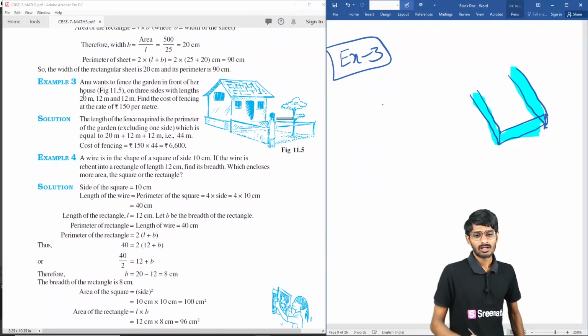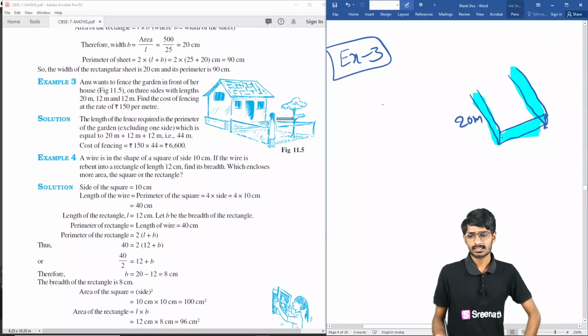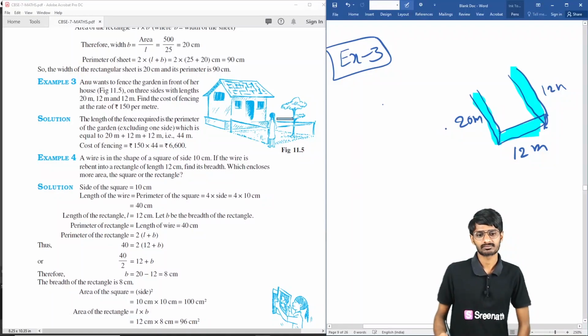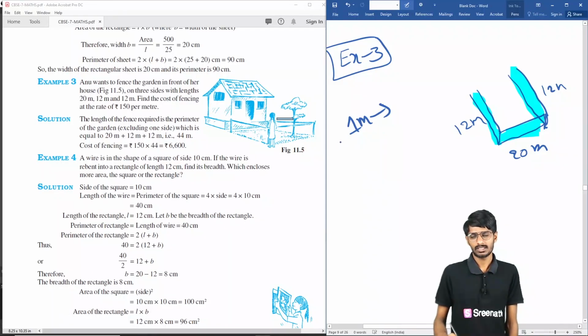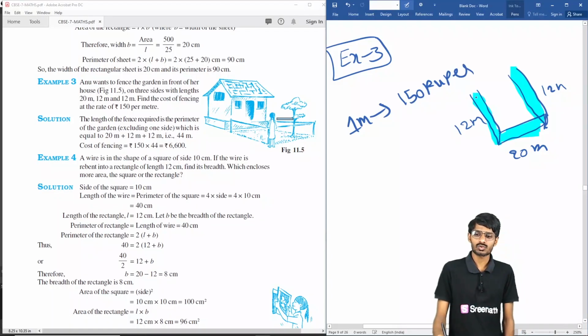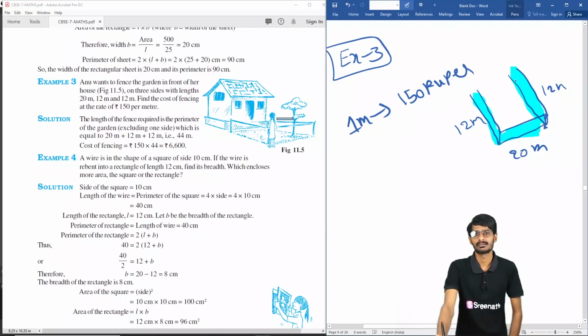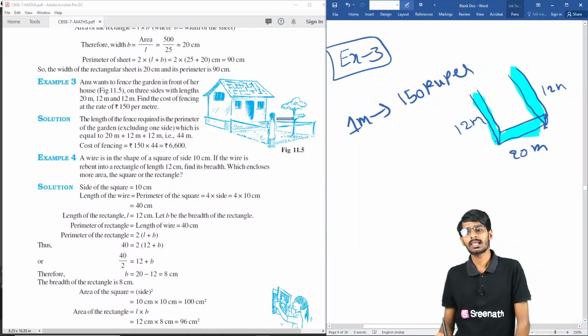So the length of each side is, this side is 20 meters and this side is 12 meters and this side is again 12 meters. Whatever the sides may be, it is no problem. And find the cost of fencing. If it is for 1 meter, it costs 150 rupees. So if she wants to construct the fencing along these 3 sides, what is the total length of these 3 sides? 12 meters, 20 meters, 12 meters.